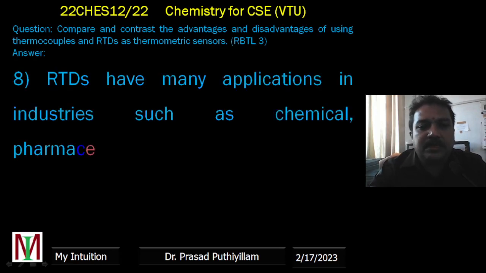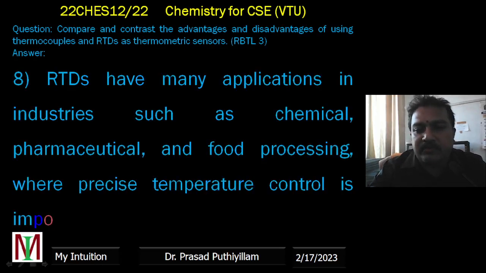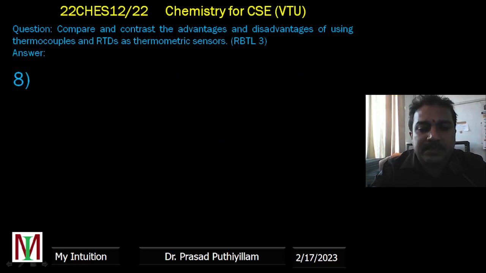RTDs have many applications in industries such as the chemical industry, pharmaceutical industry, and food processing industry, where precise temperature control is more important than high temperature or low temperature. At normal room temperature or near room temperature, where very exact, accurate temperature control is required in the chemical industry, pharmaceutical industry, or food processing industry. Not only room temperature, but some 100, 200, within 500, because food processing means sometimes the food cooking itself goes to 100 degrees Celsius. So there we are using RTDs as one of the major temperature sensors.